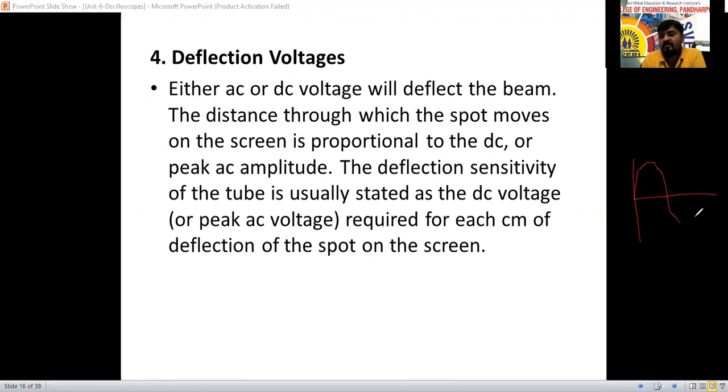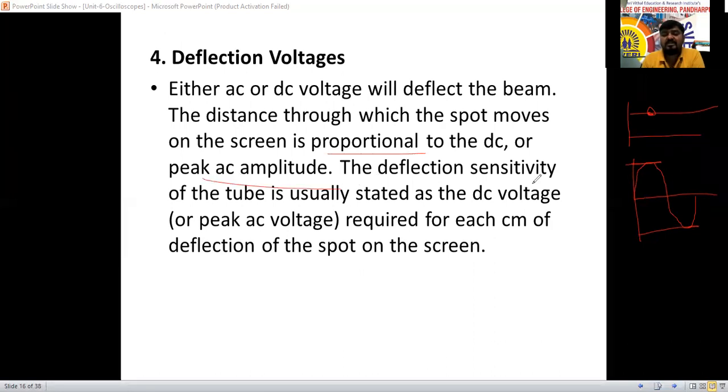What is the peak value here now? Where is the peak value? Peak value means the maximum value. This is the peak value, positive peak and negative peak, we can call it. For the DC, it is going to show a straight line or some dot. This distance on the screen is proportional to the DC, or peak AC amplitude.